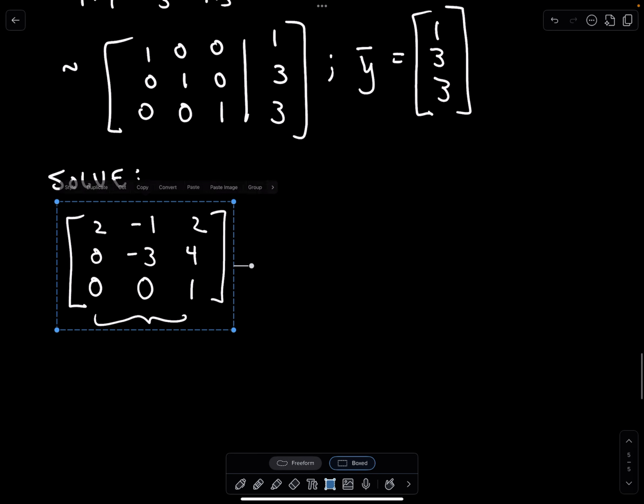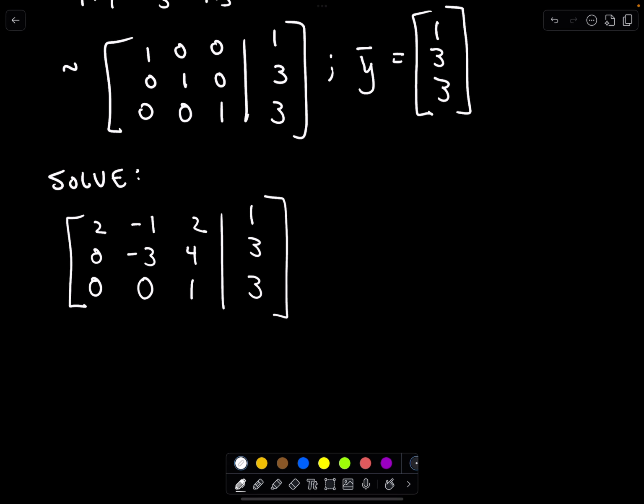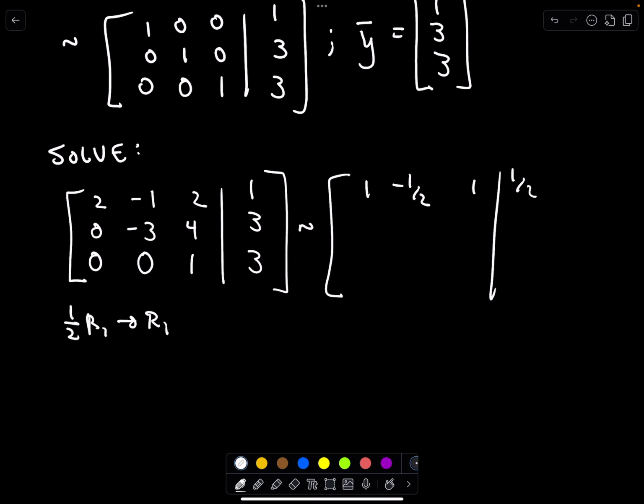So we're almost there. So there's matrix U. But now I'm going to attach to it that vector y, 1, 3, 3, and now we're just going to do some row reduction. This one was a little bit messier just because I had some fractions. So to start off, you can do 1/2 of the first row. That's going to give me my new first row. So this is going to be 1, negative 1/2, 1, and 1/2. So I've still got 0, negative 3, 4, 3, 0, 0, 1, 3.